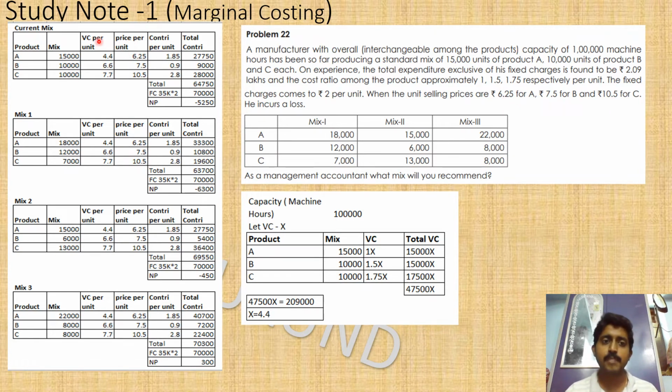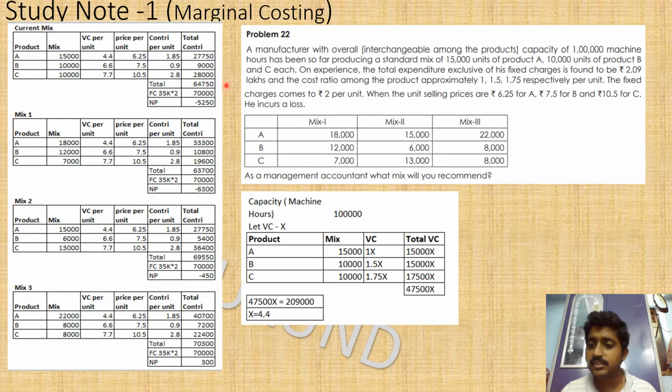So selling price minus variable cost gives the contribution per unit for A, B and C. Now contribution per unit multiplied by the production quantity, you can find the total contribution, which comes to 64,750.